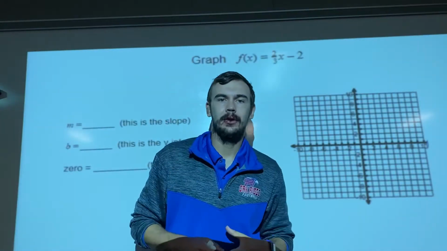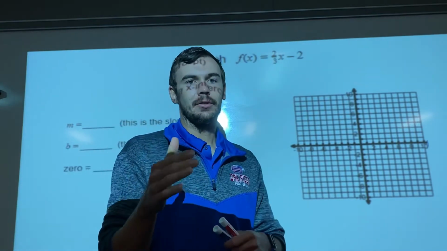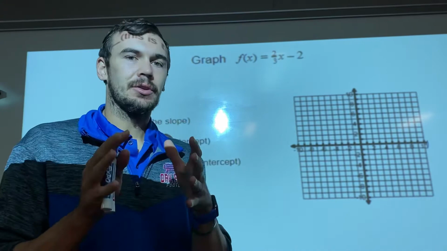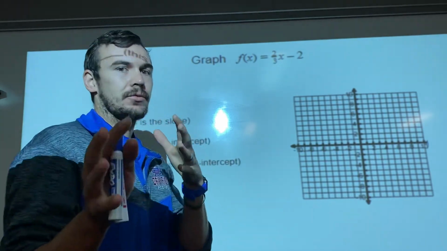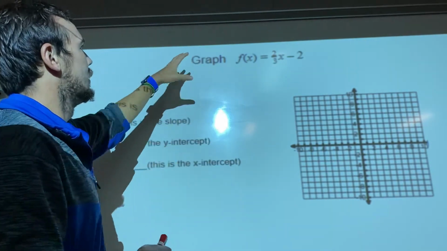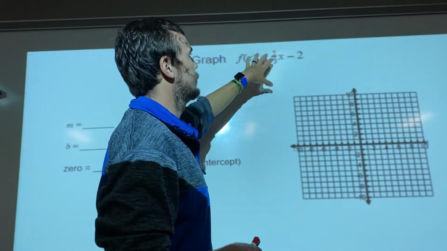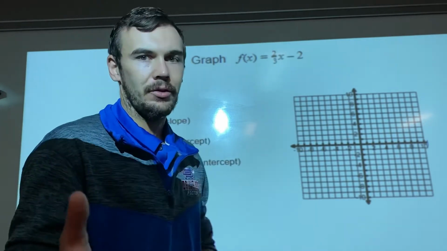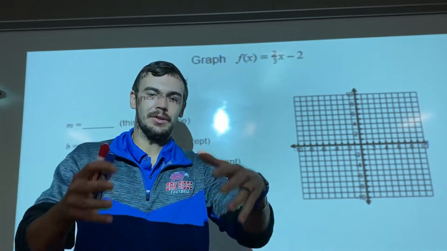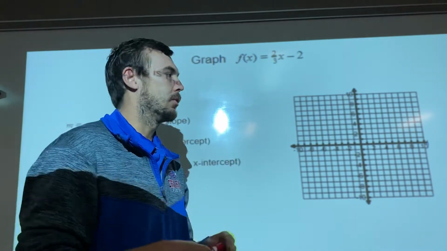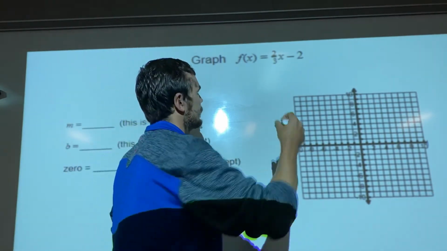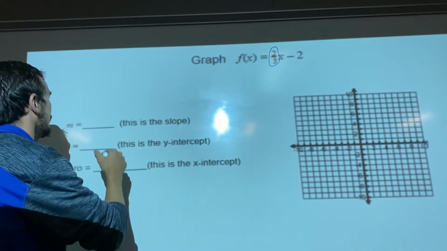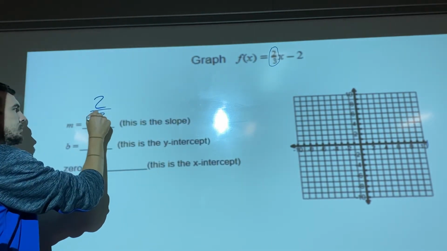Now let's put what we learned into action. Let's identify our slope, then identify our y-intercept, and then graph it. I'm going to show you a nice, easy way of doing it. First, let's identify our slope. We have to graph f of x equals 2 divided by 3 x minus 2. Like I said earlier, whatever's attached to your x is your slope. So here, our slope is 2 over 3.